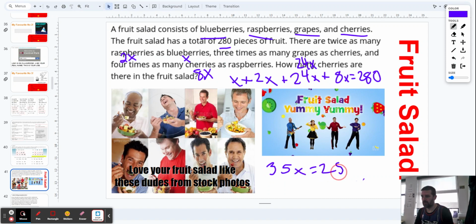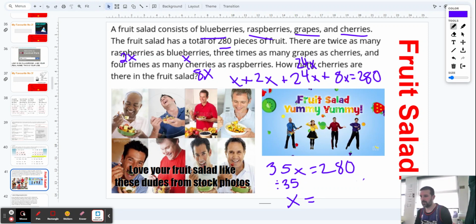And now we do our regular algebra steps again. So is there any math? No. Variable on one side, check. We need to make the variable just 1. So we're going to have to divide by 35 here, right? We always divide by the coefficient to get the x alone. And so we're left with a single x, right?